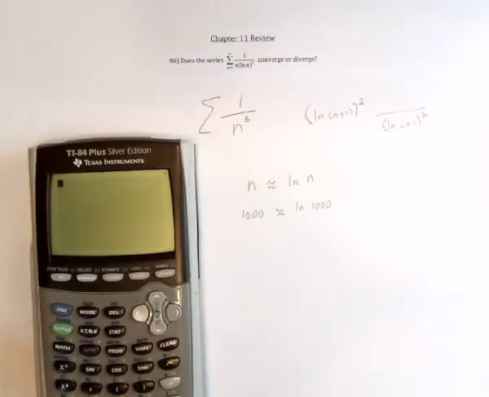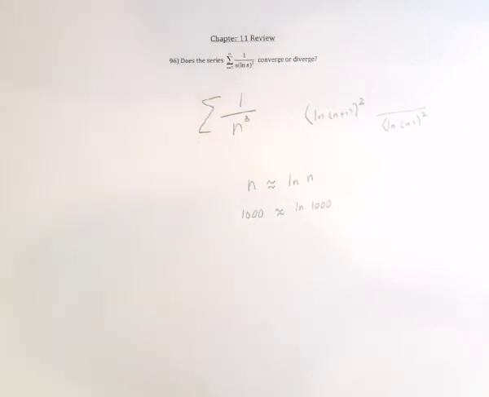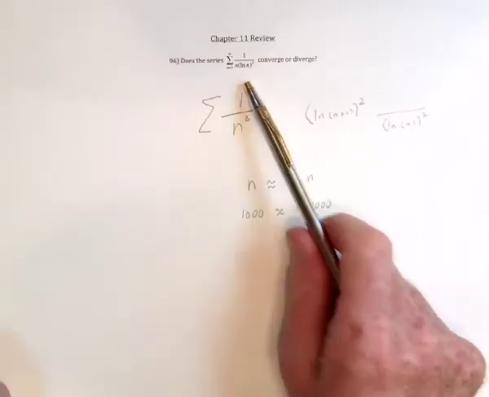So you have natural log of 1,000. No, that's only 6.9. That's not approximately equal to the original 1,000. So those ideas aren't working out. But this is how it goes with trying to figure out if a series converges or not. Maybe we could integrate. Let's try the integral test.